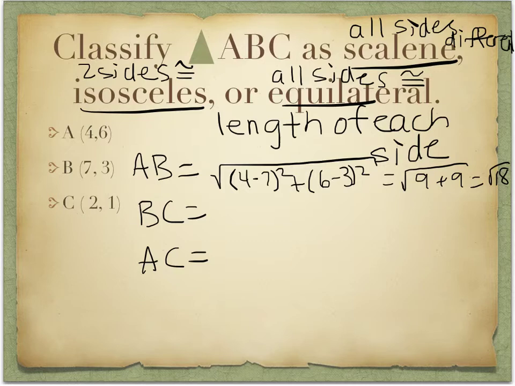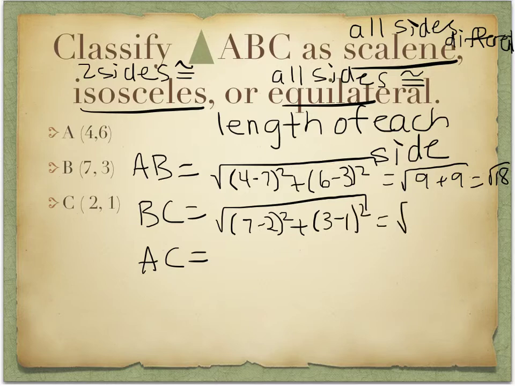Then we do BC, 7 minus 2 squared plus 3 minus 1 squared. 7 minus 2 is 5, and 5 squared is 25. 3 minus 1 is 2, 2 squared is 4, so the distance between there is the square root of 29. So already we know it is not going to be equilateral.